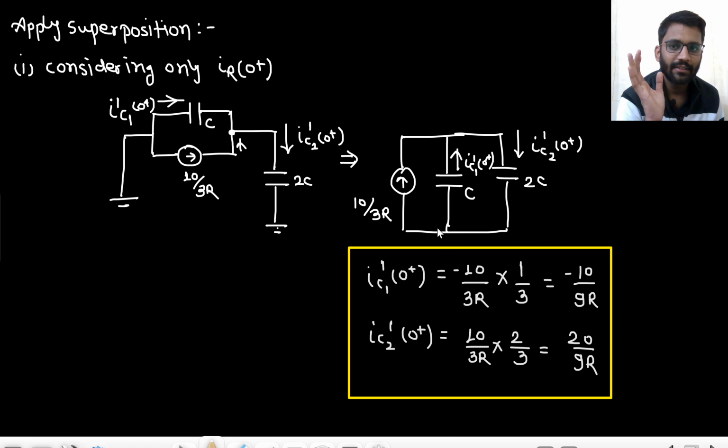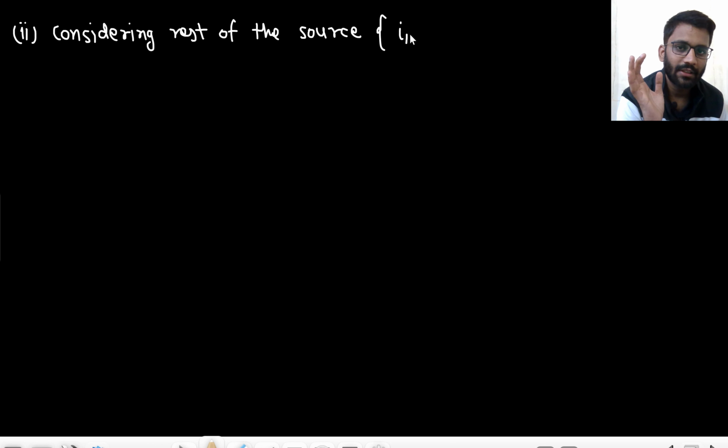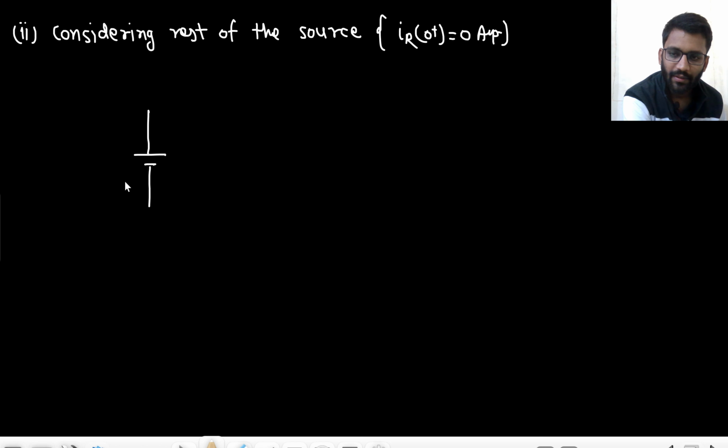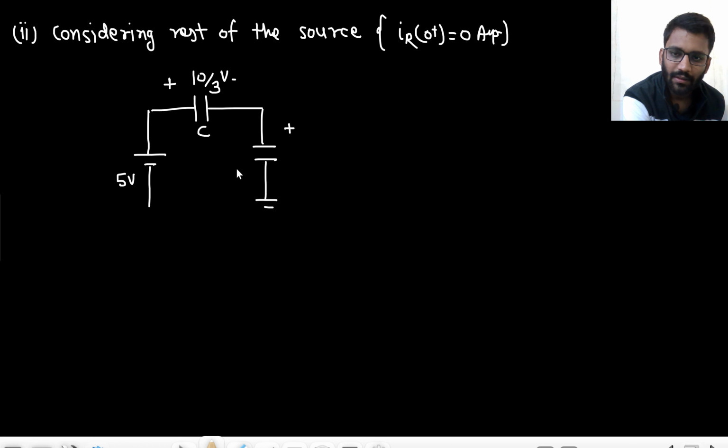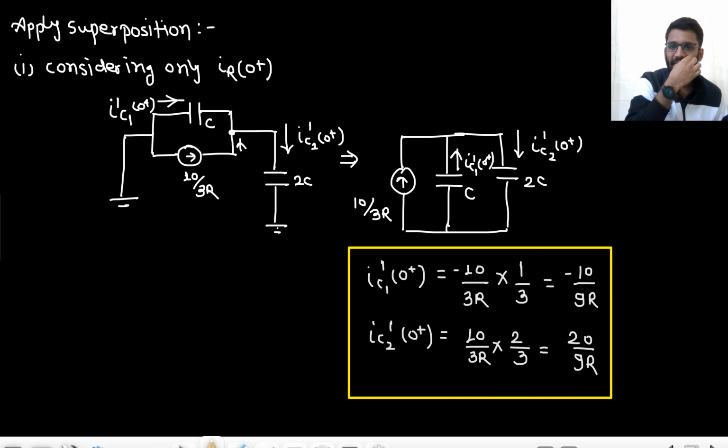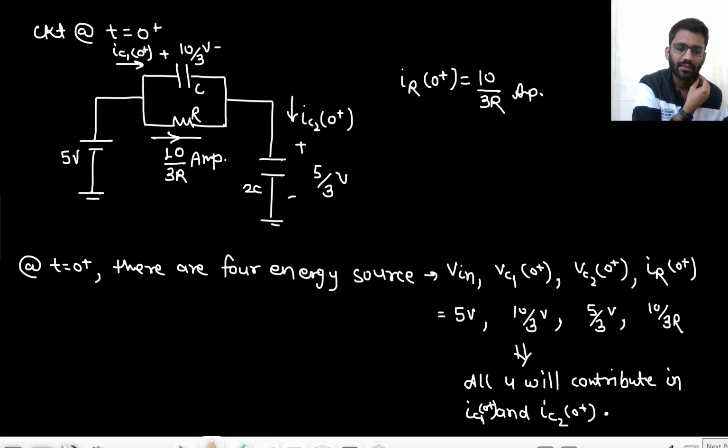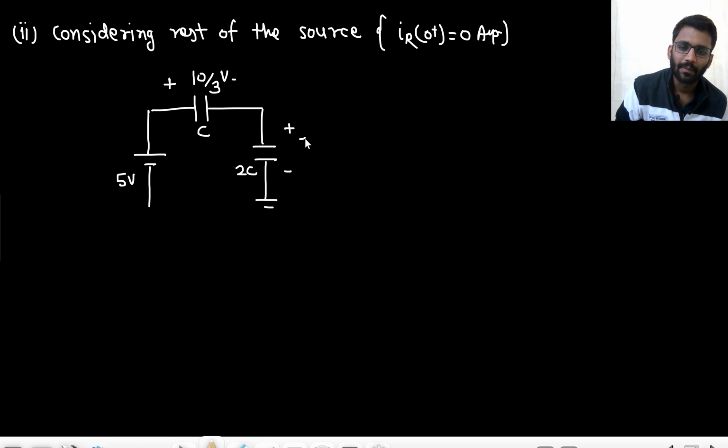Considering the rest of the sources, now this current IR 0 plus will be 0. That means I am considering all other sources, just IR 0 plus will be 0 ampere. Okay, so tell me now what will be the case. I am having a 5 volt here. This is capacitor C, this is capacitor 2C. The C is having 10 by 3 volt, and this was having 5 by 3 volt.